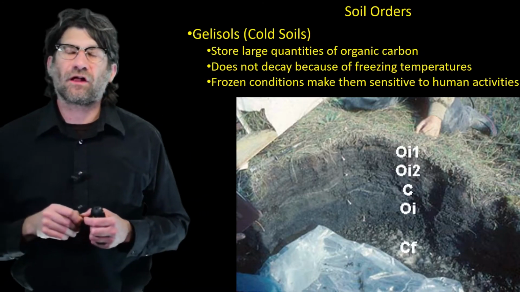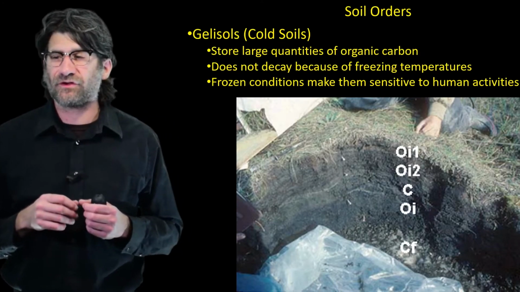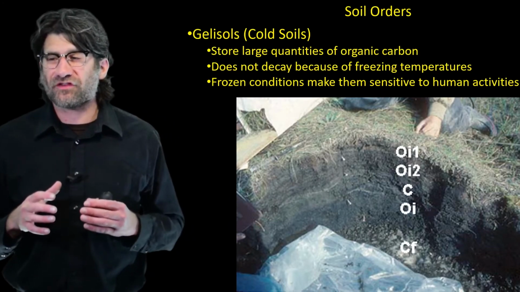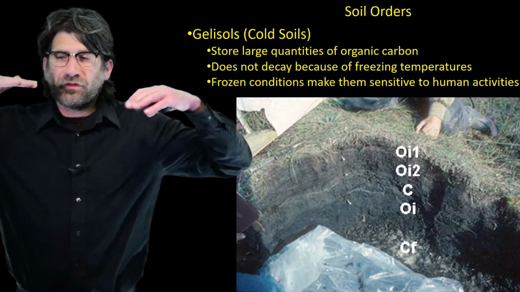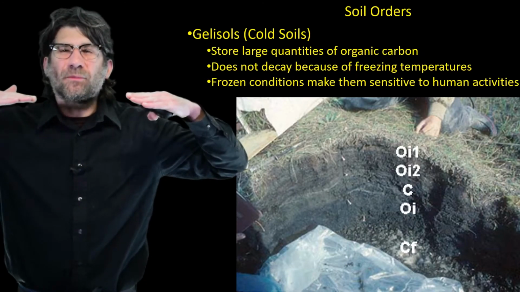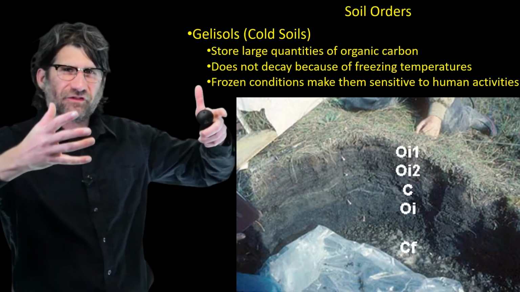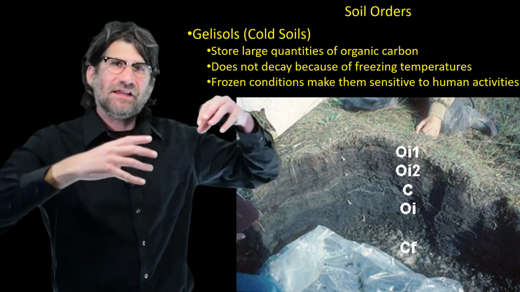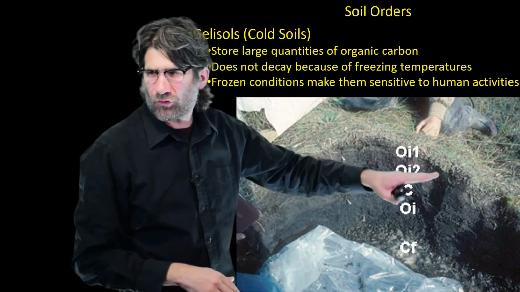Gelisols contain a large amount of organic material, lots and lots of organic material, and that's because the soils freeze and they're fairly wet, and so you can't have a lot of decomposition. Any tundra vegetation that's growing, when it dies, can't decompose, and so you keep stacking it up. So you'll have lots and lots of O horizons here.